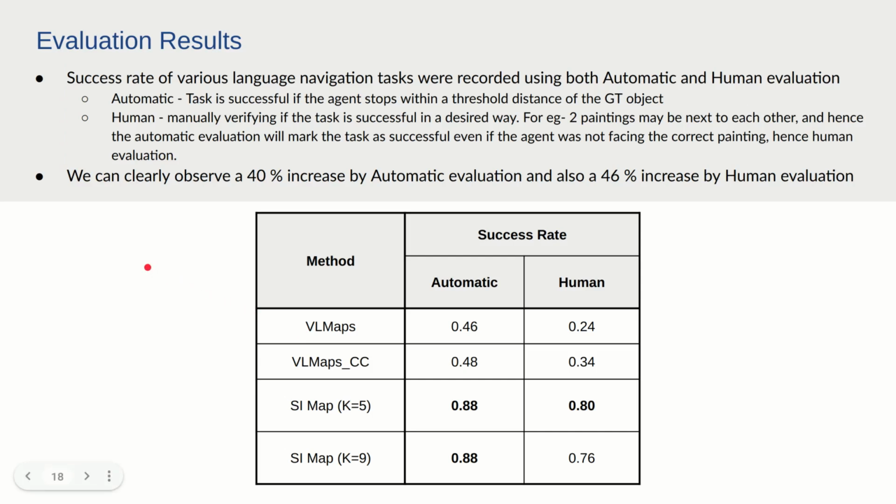To validate the semantic instance maps generated by our pipeline, we evaluated the navigation performance in simulation using ground truth maps, VL maps with and without connected components, and our SI maps. We employed both automatic and human evaluations to measure the success rate. The results clearly demonstrate a significant improvement in performance using SI maps compared to the baseline, with a remarkable 46% increase in human evaluation scores.